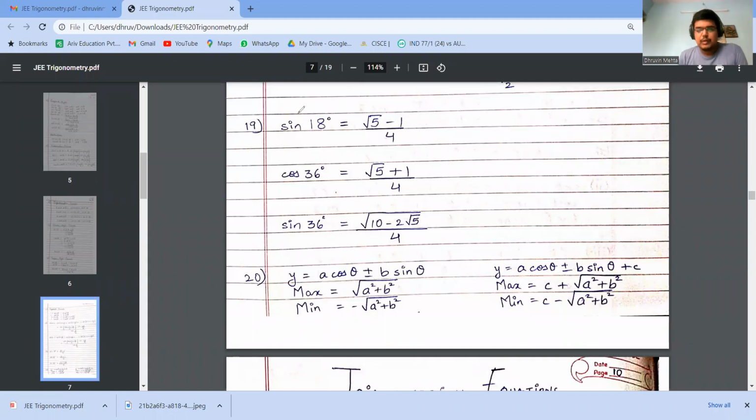You'll have to learn these values also. Sin 36, cos 36, sin 18. Minimum इतना learn तो करना पड़ेगा. Other than this, if we have expressions of this format, a cos theta plus b sin theta, then the maximum value is always root of a square plus b square, and minimum is negative of that. This is one of the formulas which is very helpful in many topics of calculus also.